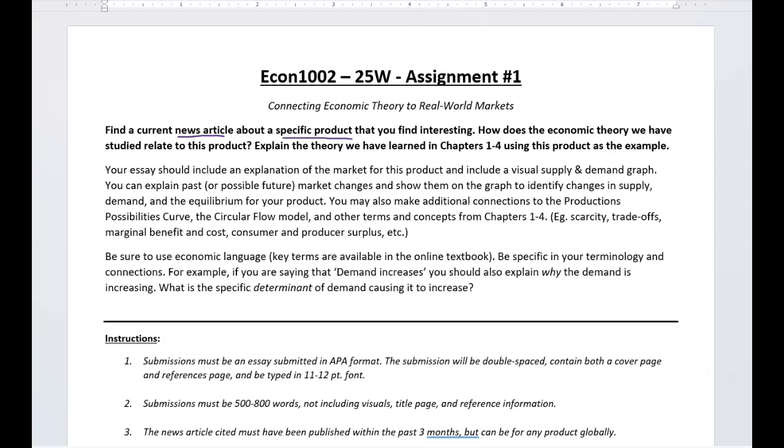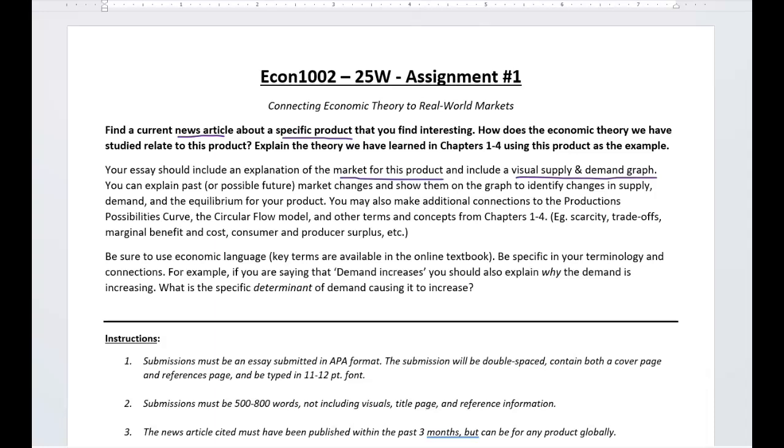So the question really is just how does what we've been discussing through chapters 1 to 4 relate to this particular product? So I'm looking for a short essay, an explanation of the market for the product, including a graph of supply and demand for that product. You don't have to use specific numbers. I don't need to know exactly how many million guitars were sold or anything like that, but consider the overall market and what it is that you are reading about.